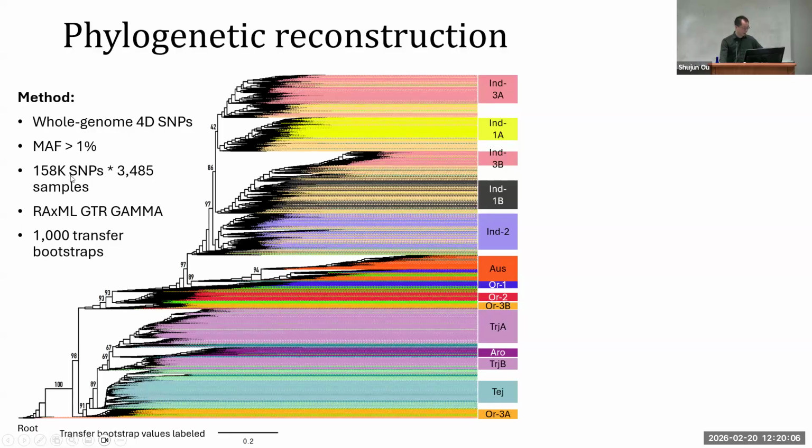So this is a huge data set, and then I used RAxML to compute the maximum likelihood tree with the GTR gamma model. And I did 1,000 bootstraps to assess the uncertainty of the topology. So this is how they're related, and we see some subgroups of indica, OSH, and then subgroups of white rice, and then some subgroups of japonica and aromatic.